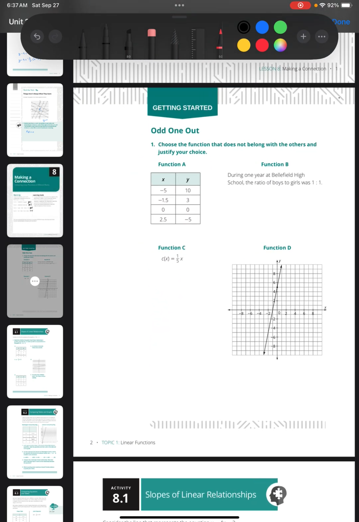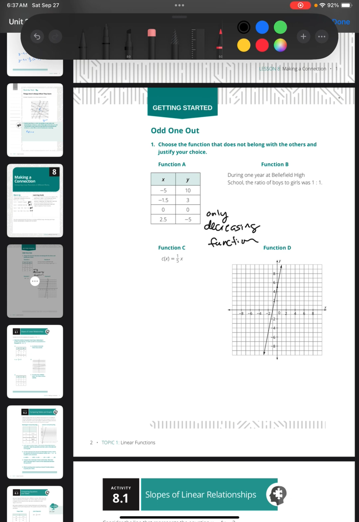All right, getting started activity says choose the function that does not belong with the others and justify your choice. So there's lots of different options you can go with here. There's no right or wrong answer, or I should say there's several right answers. Just a couple examples of reasoning. The first one, you could say with a table, that is the only decreasing function.